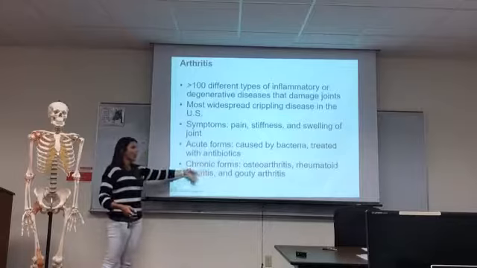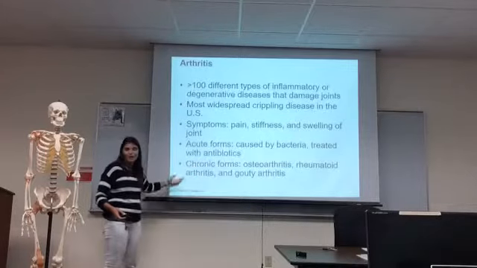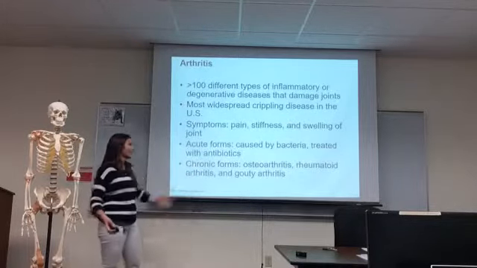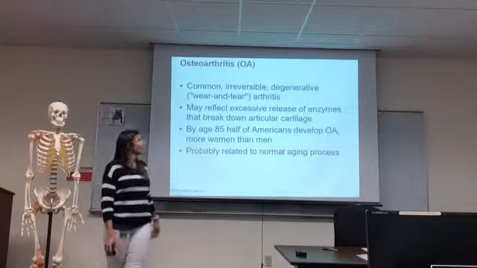Chronic forms, again, it mentions here osteoarthritis, rheumatoid arthritis. That's an autoimmune disease. Like, you can't get rid of that. Okay, gouty arthritis, uric acid buildup.